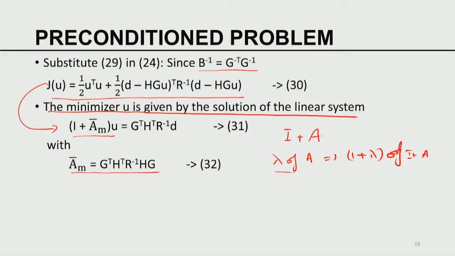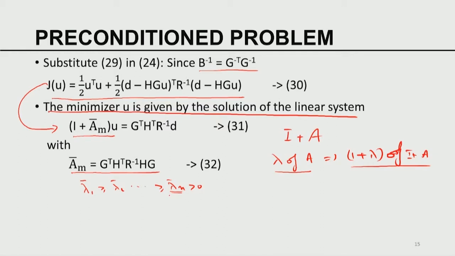Hey, that's a fact. So let us assume now that lambda bar 1 is greater than or equal to lambda bar 2, greater than or equal to lambda bar n, greater than or equal to 0. So if A bar m is symmetric positive definite, its least eigenvalue is lambda bar n. Please understand, I use lambda 1, lambda 2, lambda 3 for A, and I am using lambda bar 1, bar 2, bar n for A bar m.